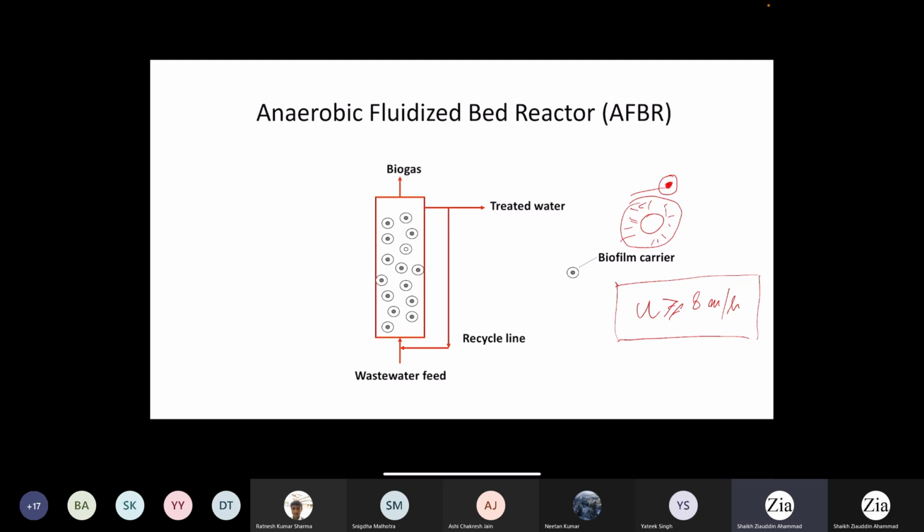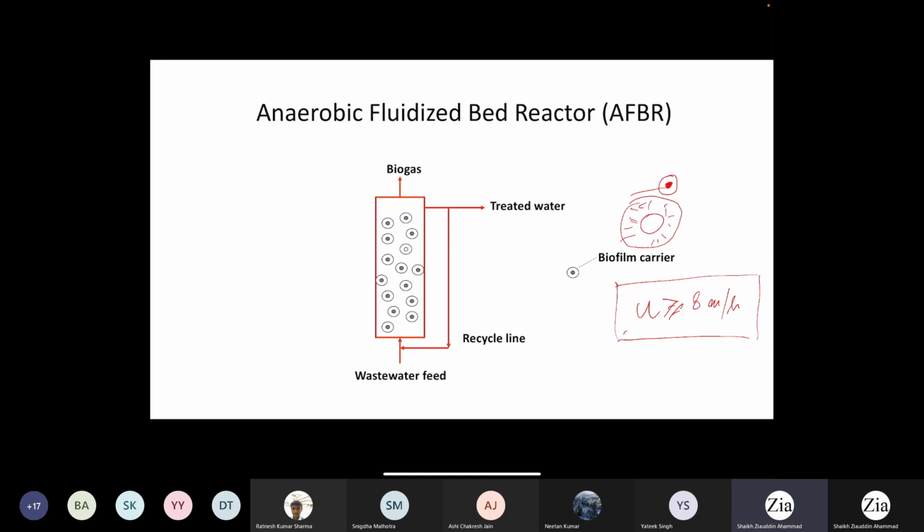You can use different kinds of material, but you have to make sure that the material is not interacting with the biofilm. Now you maintain the upflow velocity in such a way that all granules will be fluidized in the reactor. So you'll get good active transport, and that will also help in achieving conversion at a faster rate because you will get more contact. So it will give you higher conversion. And whenever you have higher conversion, you can reduce the size of the reactor.